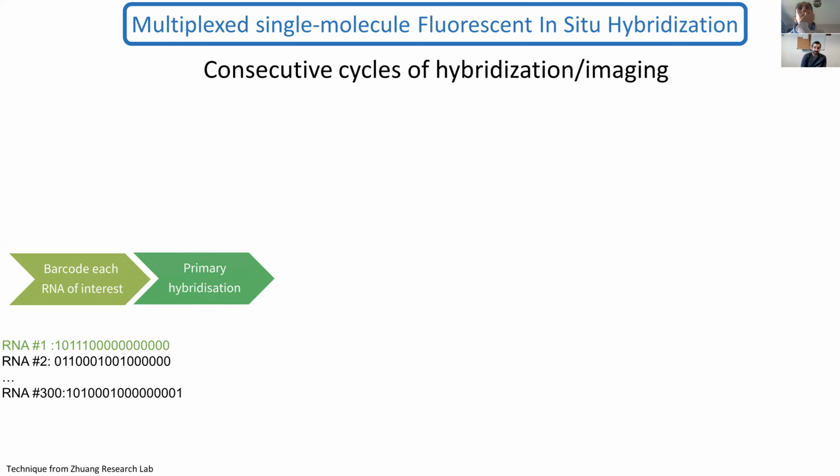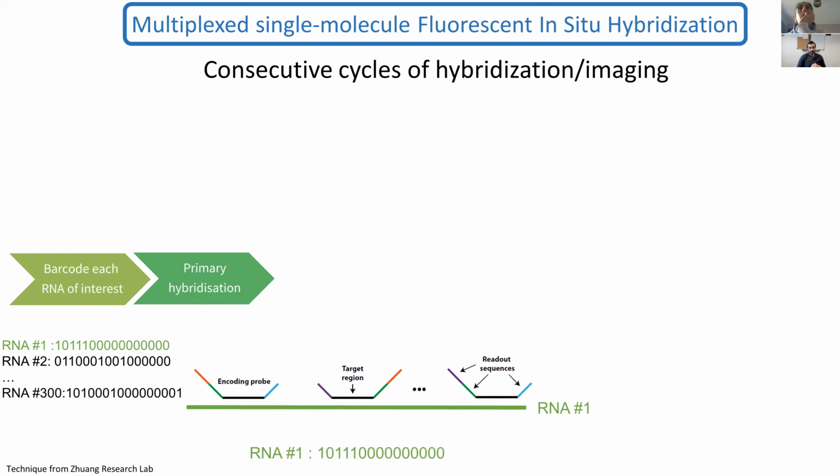Then you are going to design probes against your RNAs, and you're going to perform a primary hybridization. So in one single experiment, you are going to do 300 hybridizations. And here is the example of RNA number 1, so one type of RNA that you want to detect, and you are going to recognize this RNA with primary probes.